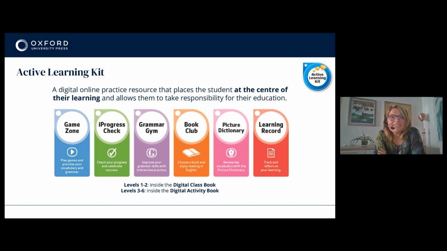So the active learning kit is a digital online practice resource. It's for students and it allows them to take responsibility for their education and become more autonomous. In levels 1 to 2, there's a code inside the digital class book, and for levels 3 to 6, the code is inside the digital activity book. And this is an example. You have the game zone, iProgress check, book club, learning record, and grammar gym for levels 3 to 6, and picture dictionary for levels 1 to 2. So I'm just going to show you a quick video that explains what the Active Learning Kit is and what you can see on it.